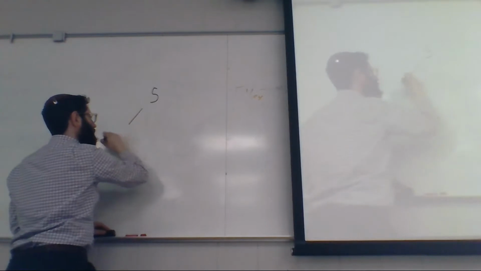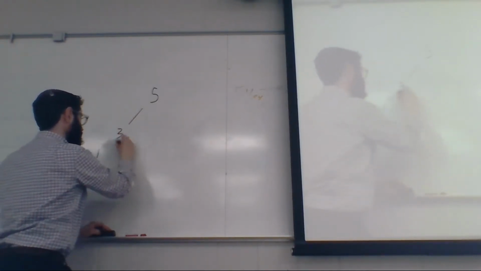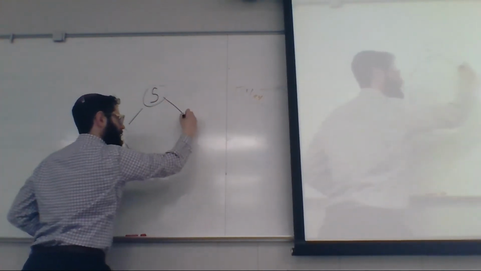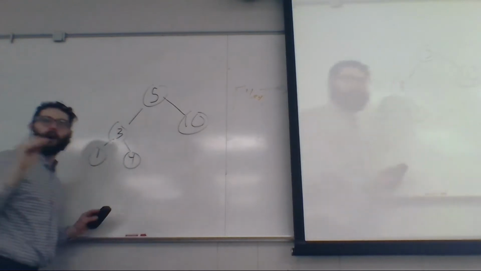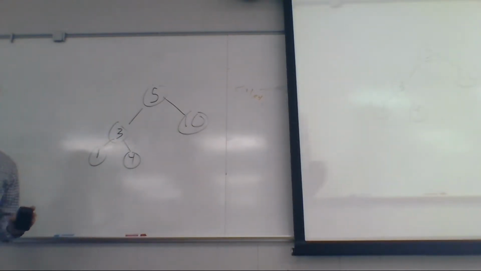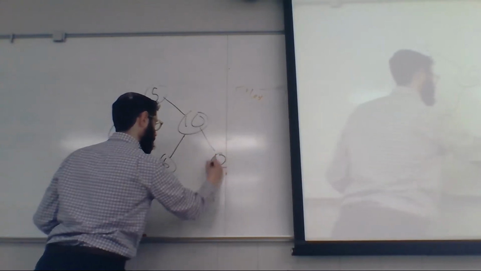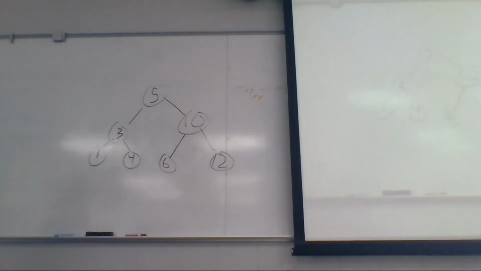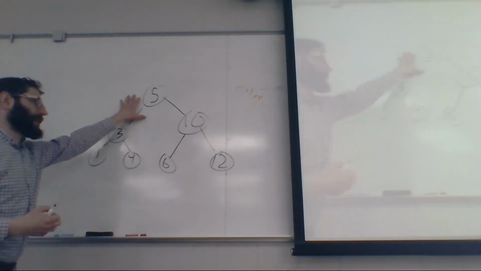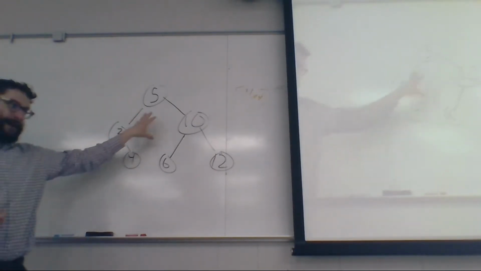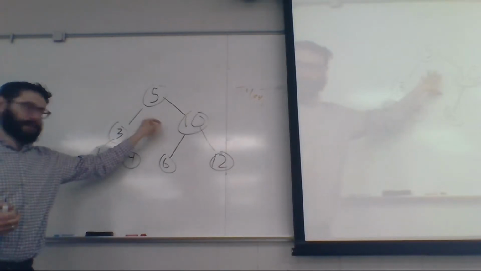Okay, 5, 3, 1, 4, 10. So first off, all binary search trees are binary trees by definition. They have a left tree and then they have a right tree. 10, 6, 12. Okay, so this is a binary search tree. Now what it works out is that let's look at the root. All the elements that are less than the root are stored on the right side of the tree. All the elements that are greater than the root are stored on the left side of the tree.